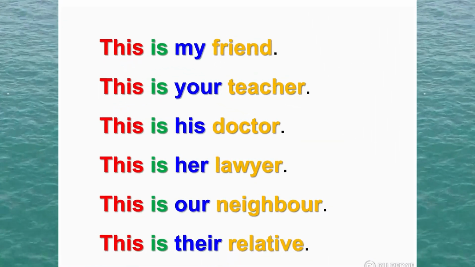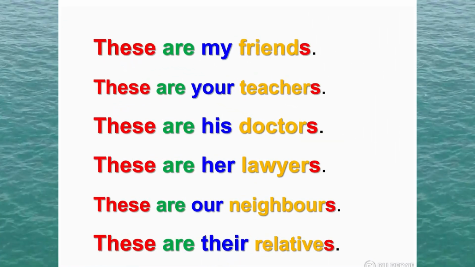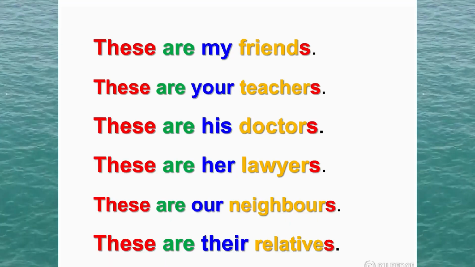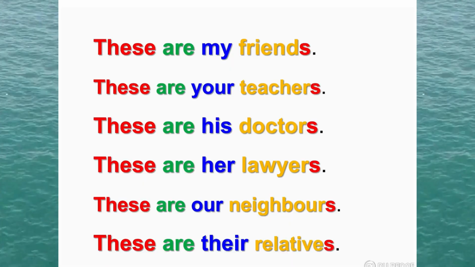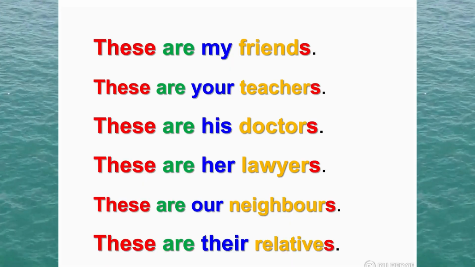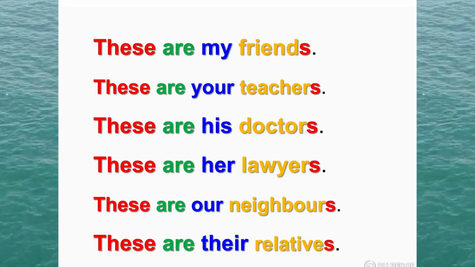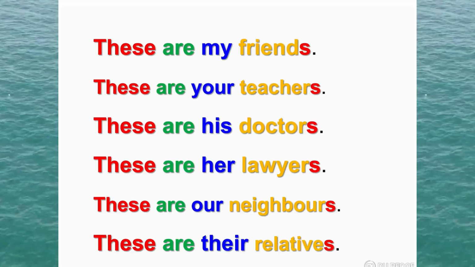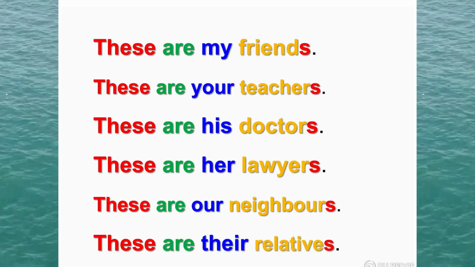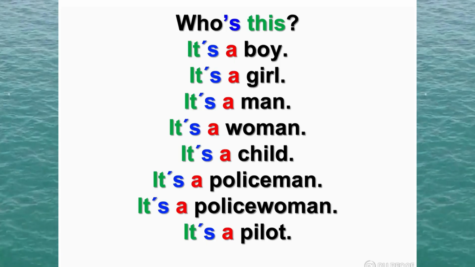Let's continue. These are my friends. So you see the plural. These are your teachers. These are his doctors. These are her lawyers. These are our neighbors. These are their relatives.